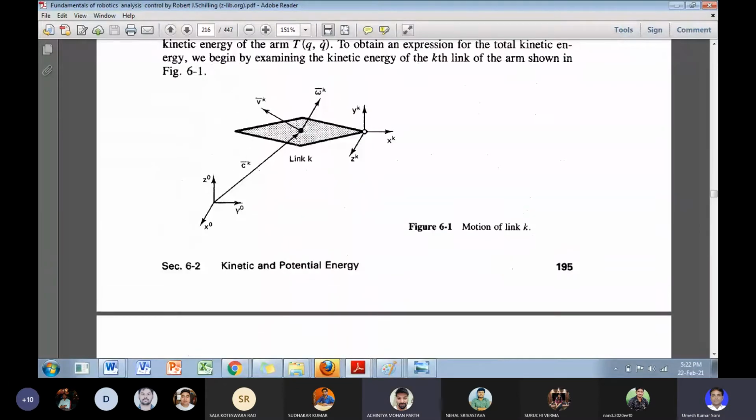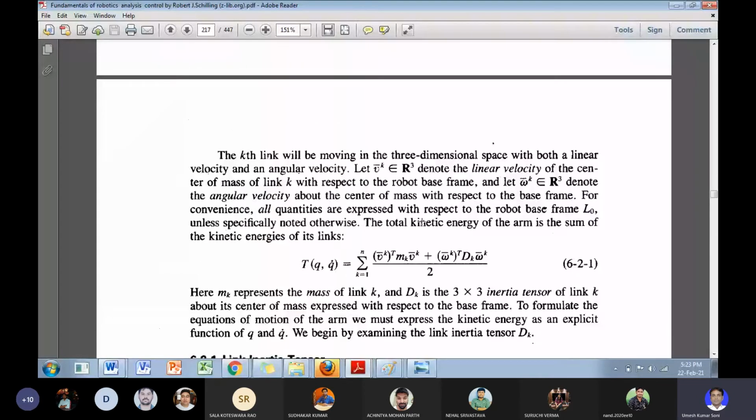Suppose this is the link k center of mass. So what will happen? This will be rotating with angular velocity omega k, and it may be moving with linear velocity vk, with respect to this coordinate x0, y0, z0. So the total kinetic energy of the arm is the sum of the kinetic energy due to linear velocity and the kinetic energy due to angular velocity.